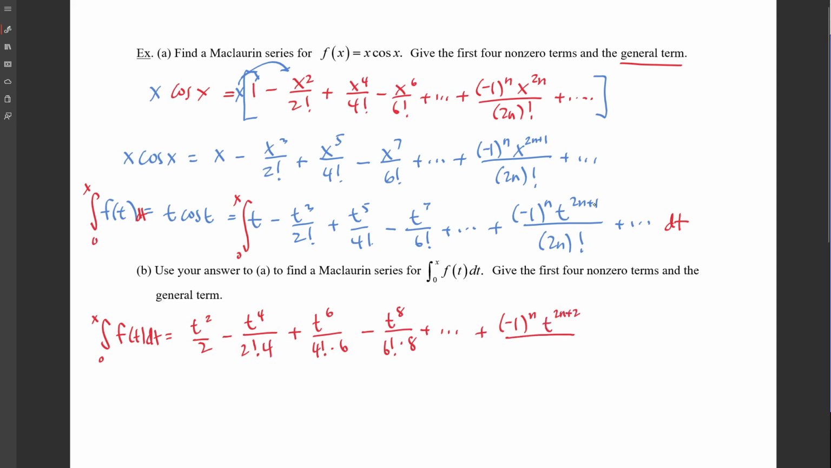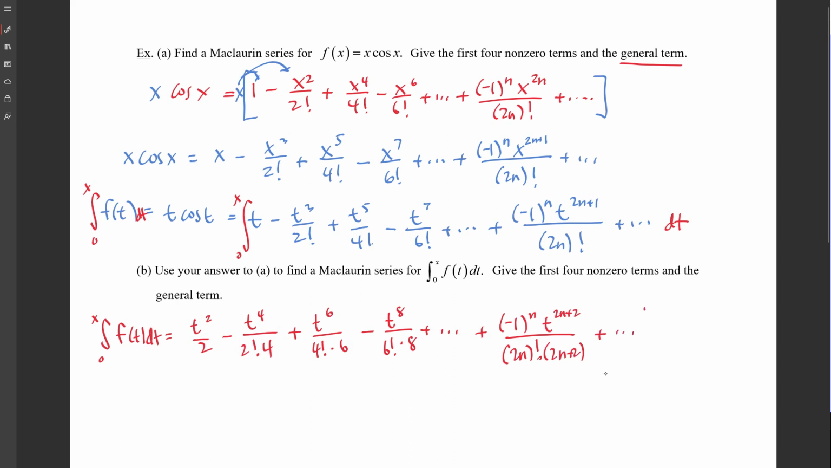I divide that by, this denominator stayed every time, the 2 factorial, 4 factorial, 6 factorial. So this 2n factorial will stay. But I also multiplied by this exponent. So if this exponent was 6, I multiplied by a 6. If this exponent was 4, I multiplied by a 4. So if this exponent is 2n plus 2, then I'm going to need to multiply by 2n plus 2. And then don't forget plus dot dot dot.